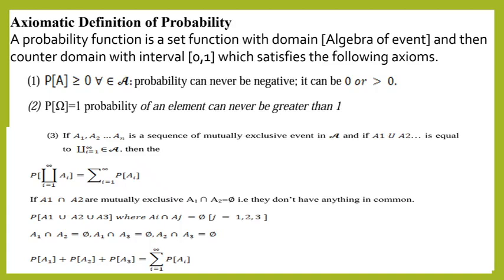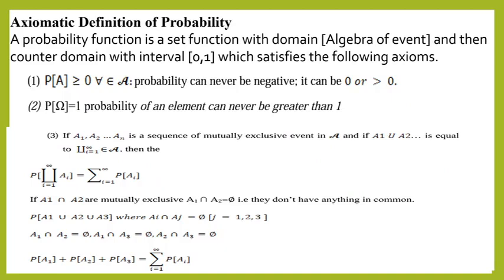The second axiom is the axiom of normalization. The probability of omega, or the probability of the sample space, is always equal to 1. When we add all the outcomes in the sample space together, their probability is always equal to 1. Something in the sample space must happen.